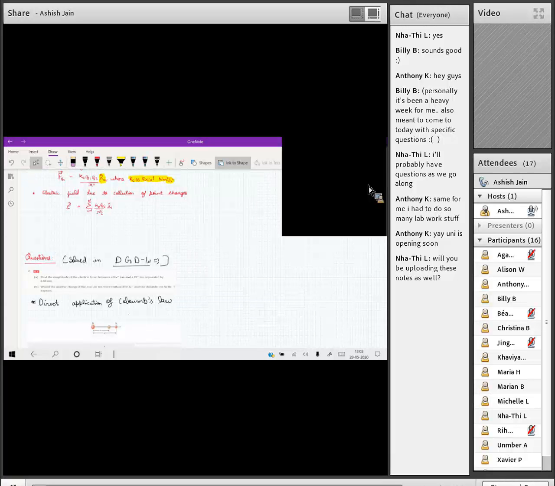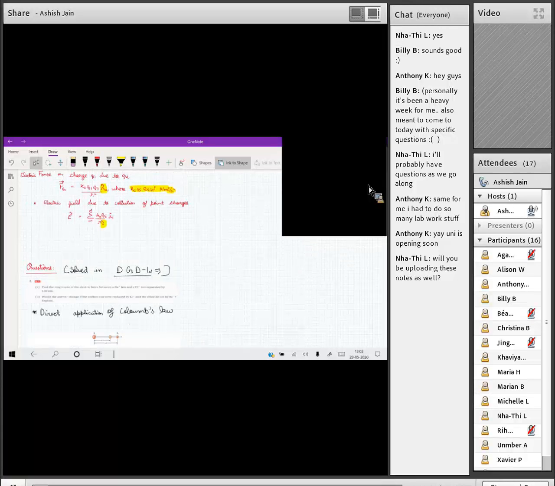And if the charges are discrete, then the electric field due to a collection of point charges is given as E = Ke q_i / r_i², where i is the index of the point charge. So it's point charge number 1, point charge number 2, point charge number 3. So there will be a summation sign as shown because of the collection of point charges.